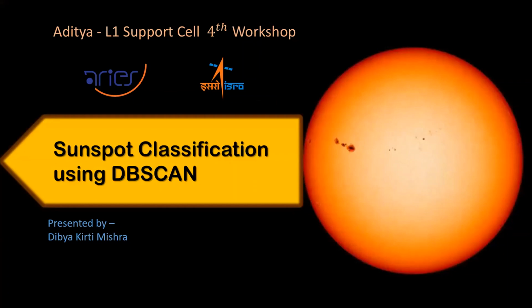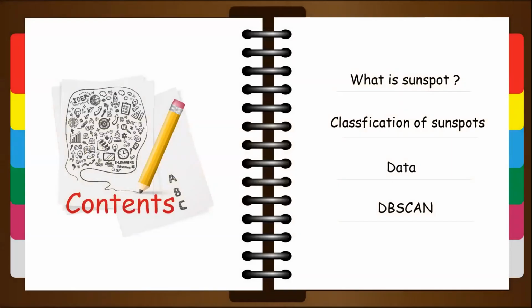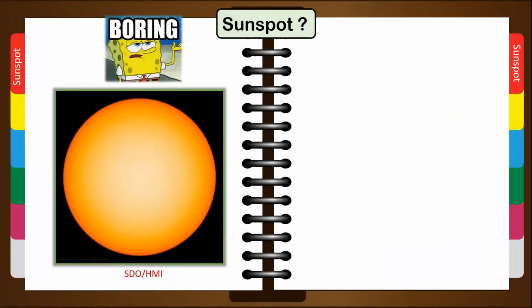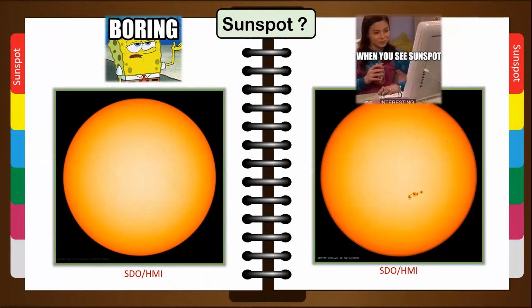So the project to be done by me is Sunspot Classification using DBSCAN, and these are the contents of my talk. First, let us know what a sunspot is from the title itself. When you see the Sun in general, we don't see many interesting features like this. You can see there is nothing much interesting. Okay, it's boring, but on some particular days, we see this.